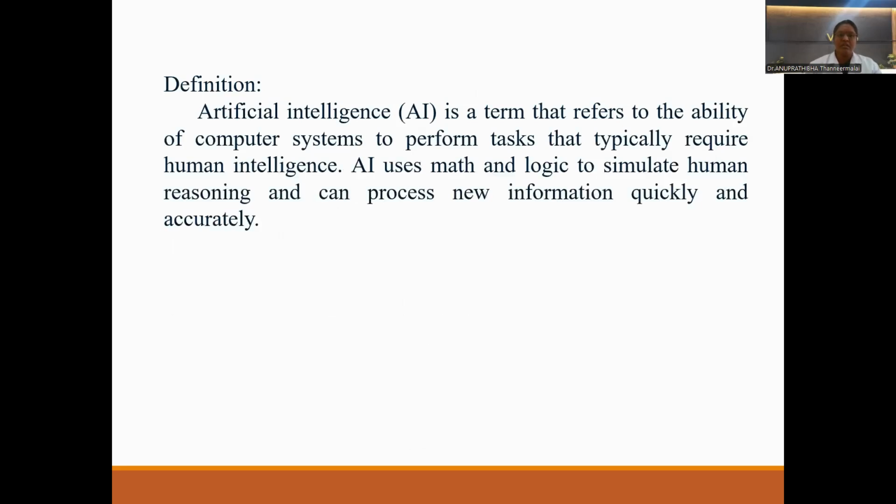So here we will see the definition of artificial intelligence. It is a term that refers to the ability of computer systems to perform tasks that typically require human intelligence. AI uses mathematical and logical operations to simulate human reasoning and can process new information quickly and accurately.